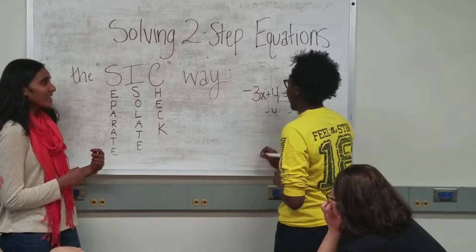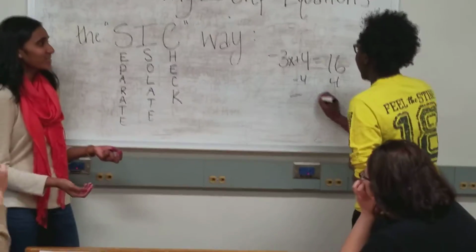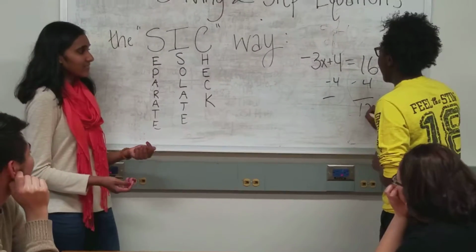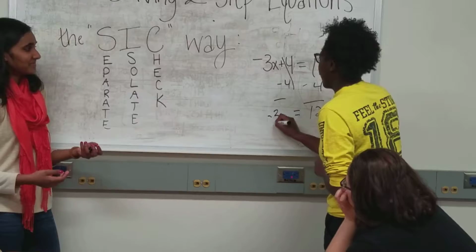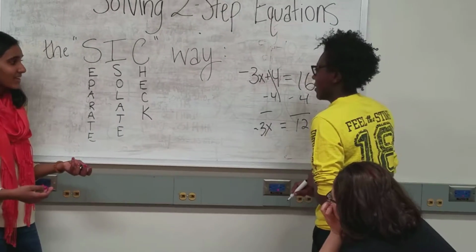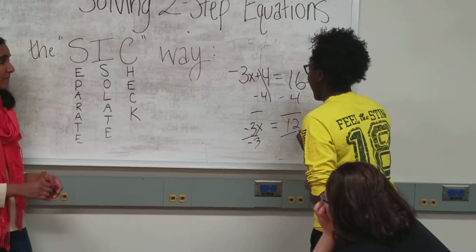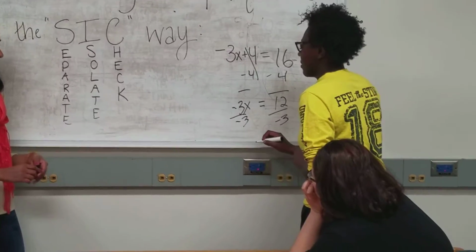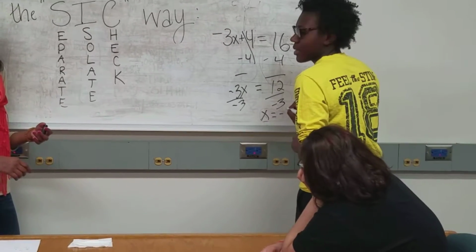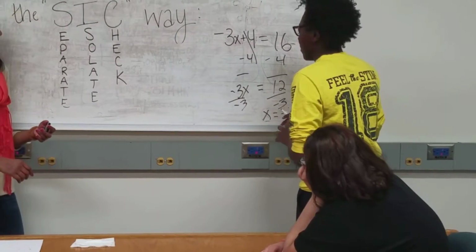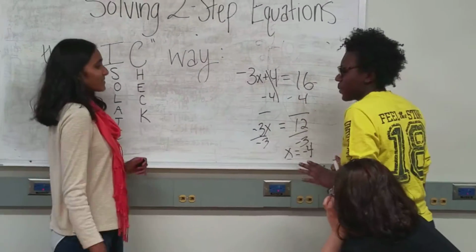Perfect. So she's solving by subtracting 4 from both sides, so separating the terms with the variable and without the variable onto either side. And then she's isolating the variable by dividing both sides. Yes. Awesome. All right. And then lastly, we'll perform a check.